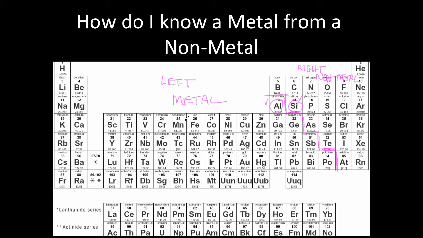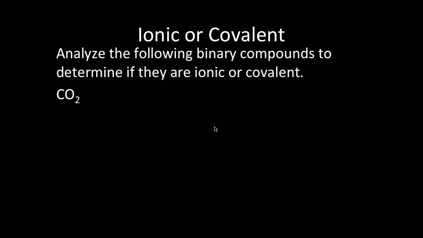So we know that ionic compounds are going to have one metal in them. So if I see a metal in a compound, I know it is ionic right away. So that's sort of an easy hint. So right now we're going to practice analyzing these binary compounds to determine if they are ionic or covalent.